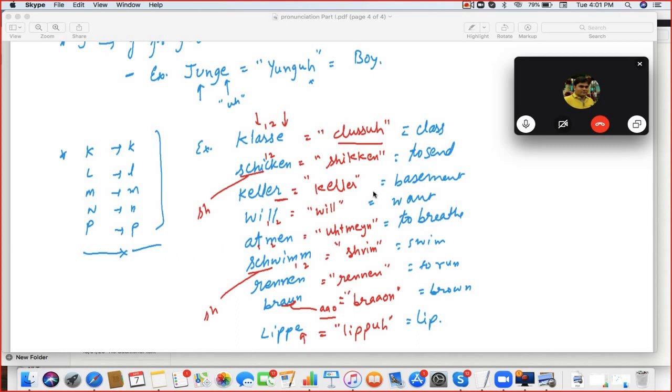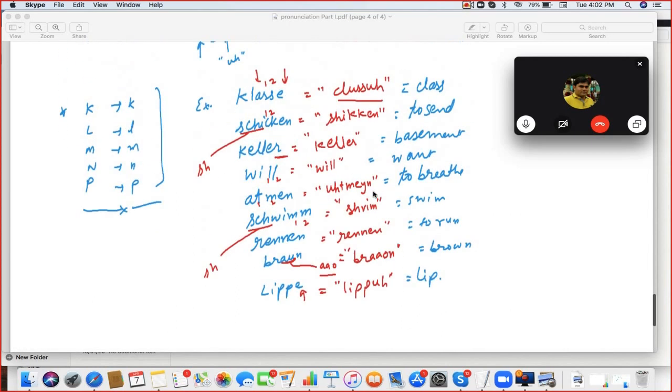The first one, Klasse, is not Klasse, it's Klasse. You have to put a little bit of an I sound there. Not Klasse, but Klasse. Simple. I just need to do it 2-3 times and then it should be okay. Klasse and then Lippe. So till P we have done today.